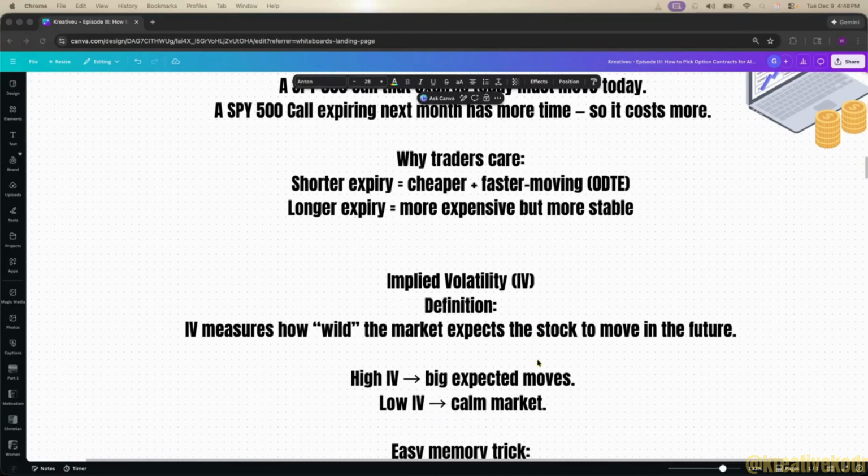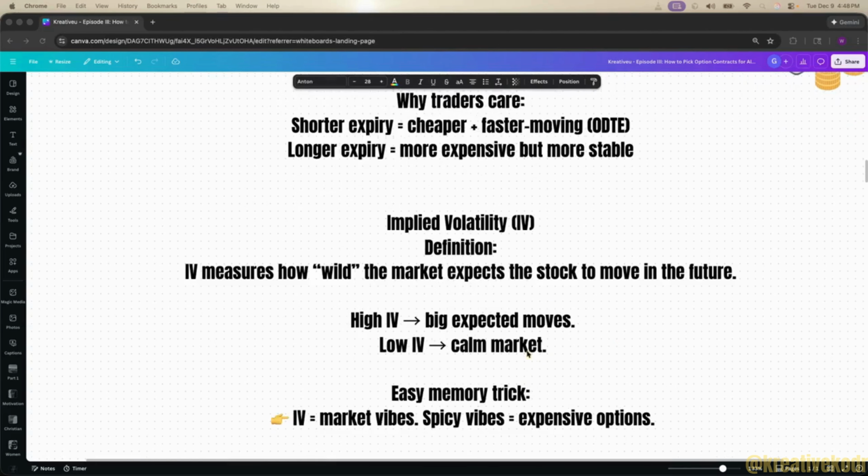All right, next, let's talk about implied volatility. Implied volatility measures how wild the market expects the stock to move in the future. So high IV, we expect a big move.